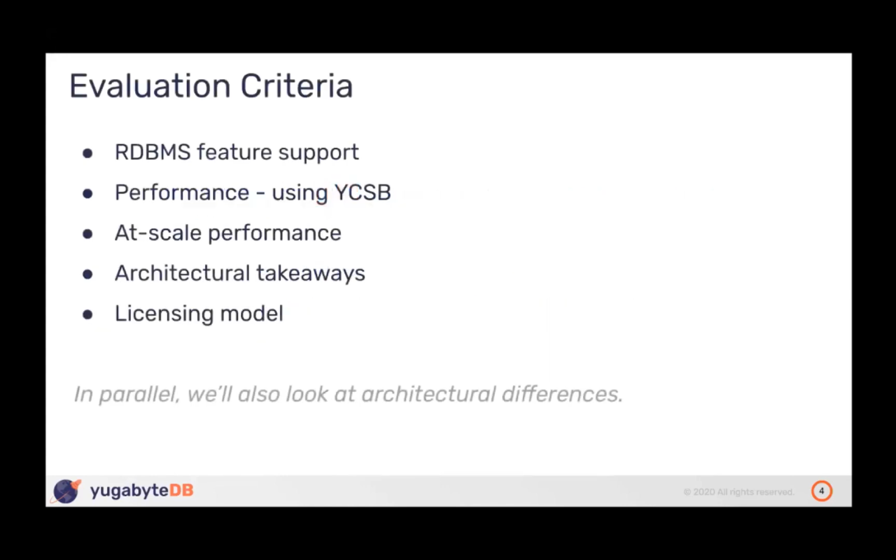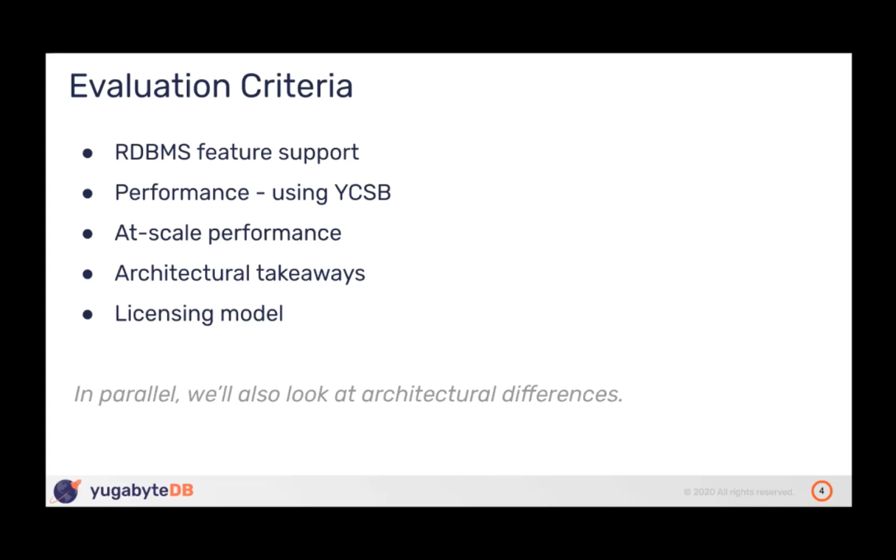Okay, let's go into the evaluation criteria. What did we look at? We're going to look at some of the architectural aspects on the side as we go through this journey. The things we looked at were: what is the RDBMS feature set, or the set of SQL features supported by both of these databases? What is the performance of these two databases as measured by YCSB? What is the performance and the operational characteristics at scale? What are some of the key architectural takeaways from observing these characteristics at scale?